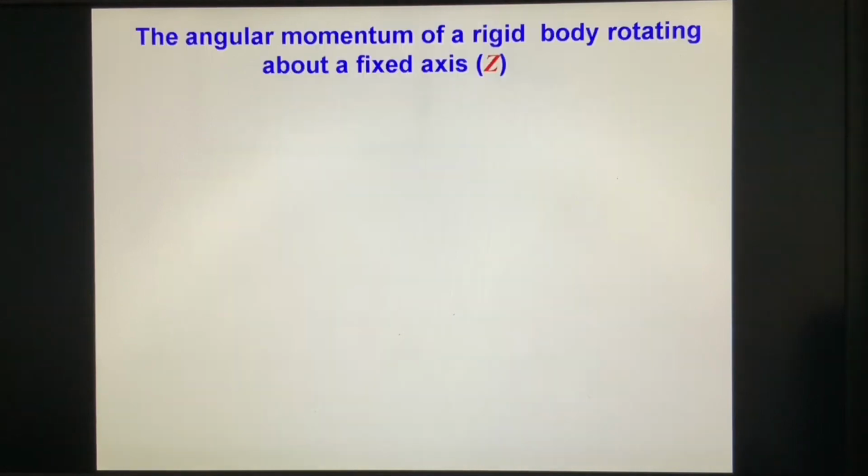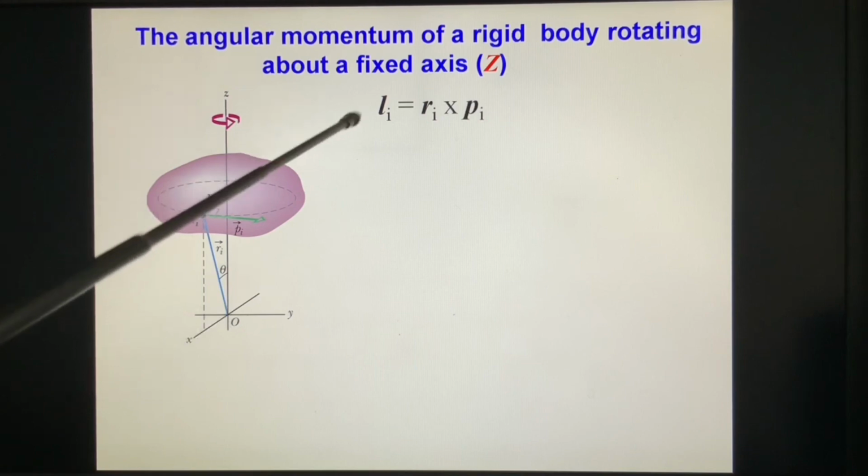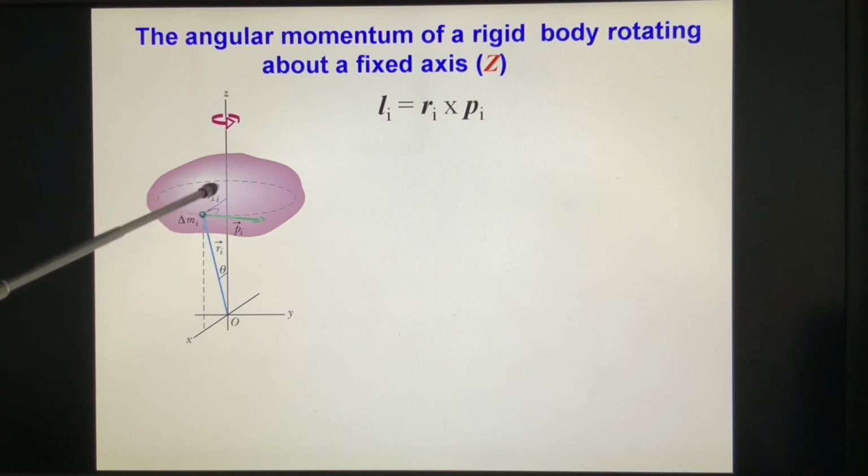Now let's go on. The angular momentum of a rigid body rotating about a fixed axis. We look at this rigid body, and this is the fixed axis z. This is x, y. Let's look at one point, delta m i. Its location is Ri from O, and its angular momentum around this O is Ri cross Pi. Here is Ri, and the velocity is perpendicular to the z-axis and perpendicular to its radius, right? The velocity.